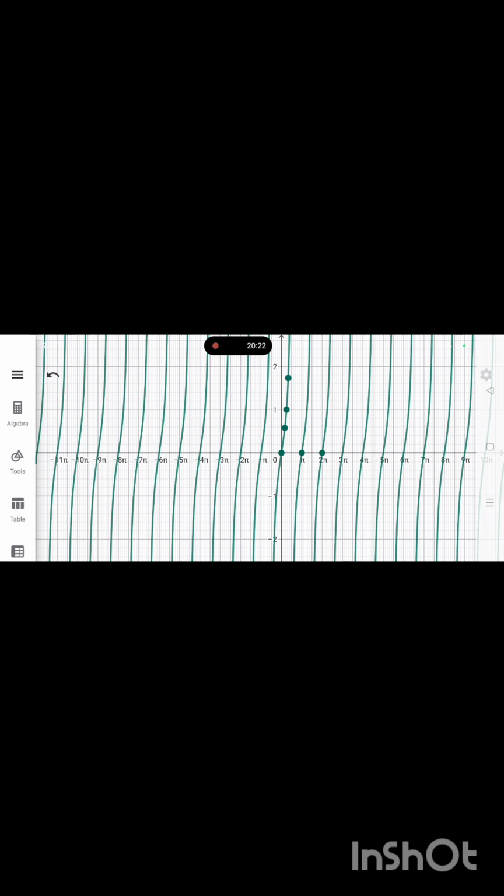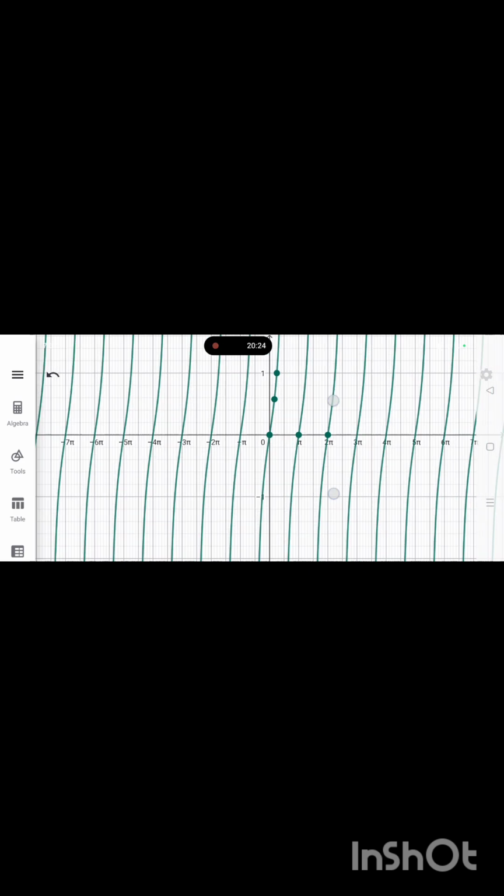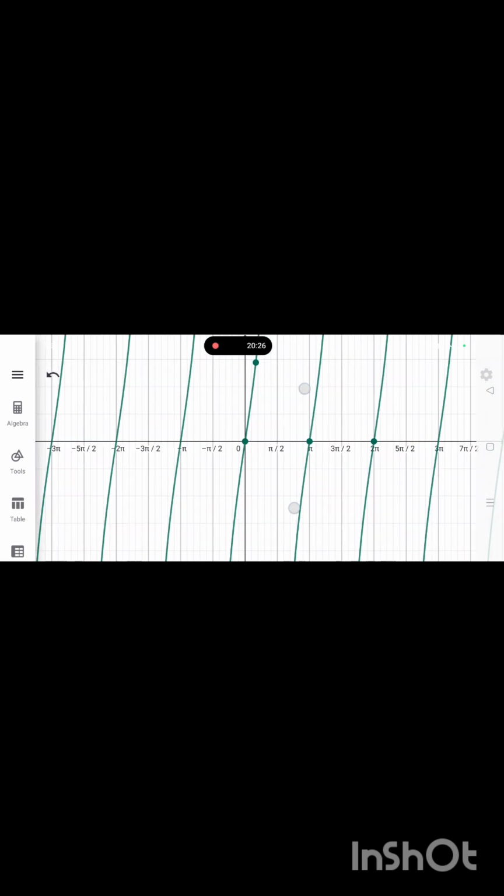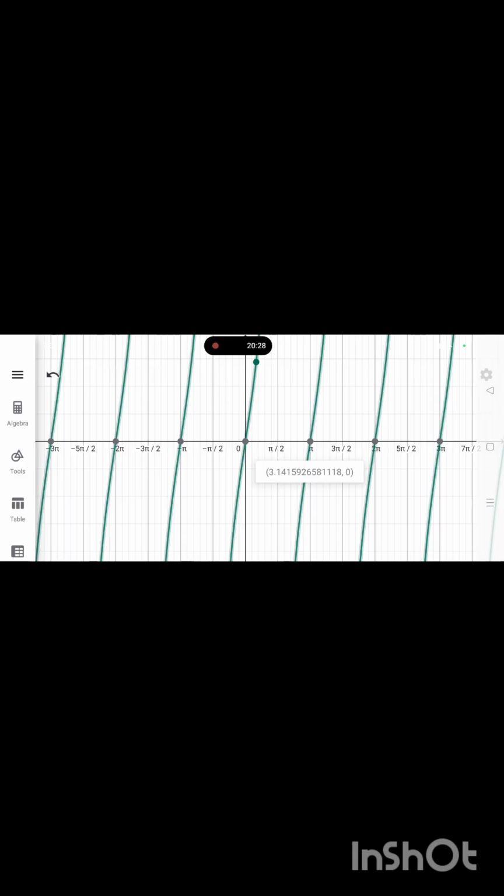You can give any inputs except, look at this x-axis, input should not be the odd multiples of pi by 2. That is, see here, the wave is present only at 0, pi, 2 pi, 3 pi. It is not present at pi by 2, 3 pi by 2, 5 pi by 2. That's why input cannot be odd multiples of pi by 2. That is, all real numbers except (2n plus 1) pi by 2.